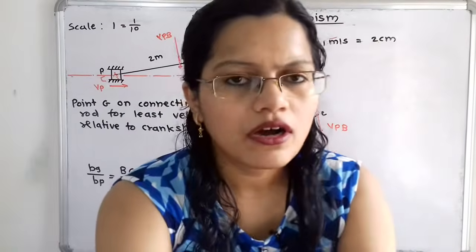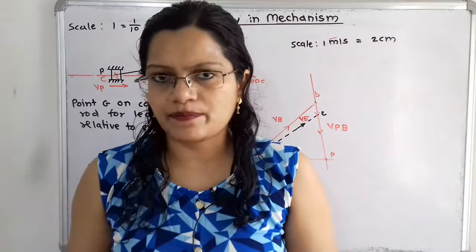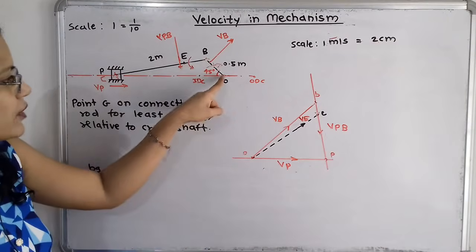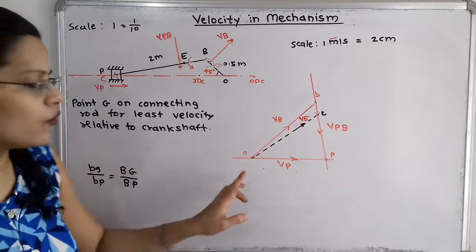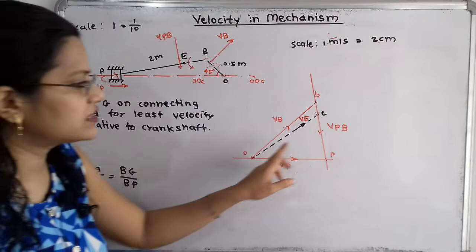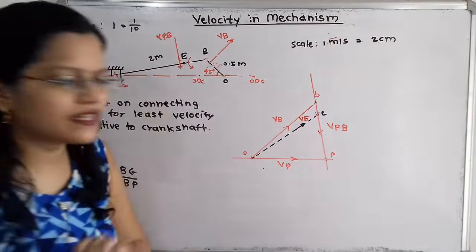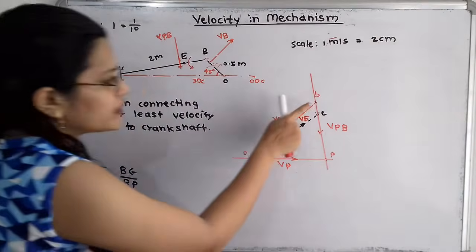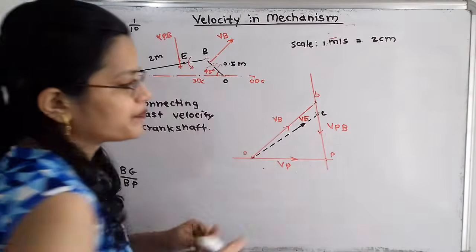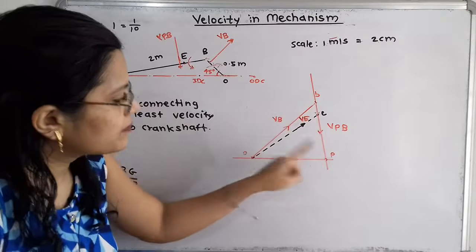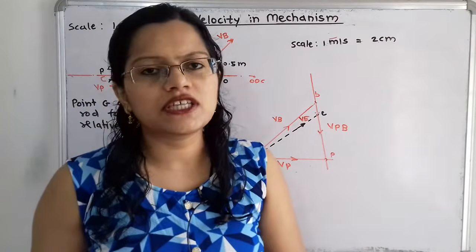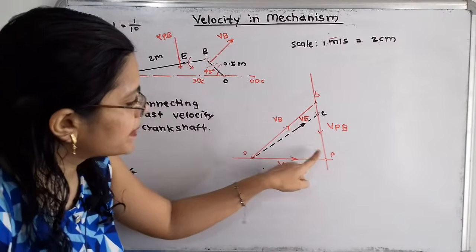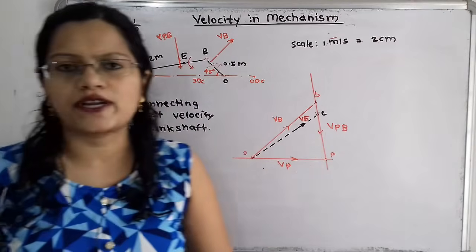We have to refer to the velocity diagram. So we get the point on the crankshaft, that is this point O, and with respect to this point on the crankshaft, at which point on this connecting rod is there the least velocity? Here is the connecting rod BP, so here is the vector BP. On this vector BP, we have to draw a line which is perpendicular to BP but passing through this point O.